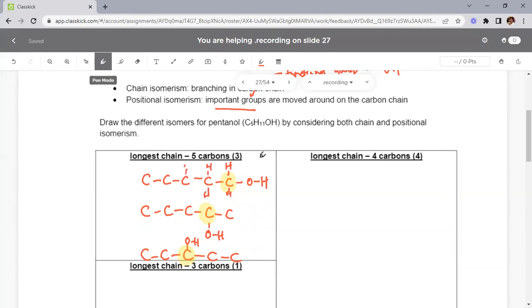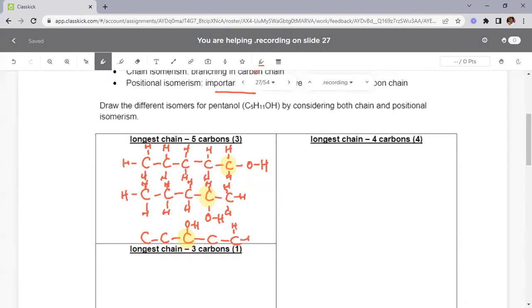So this is actually how you're going to do your isomers. Literally draw your carbon chain first. Once your carbon chain is more or less settled, then you fill it up with all the hydrogens. Okay, a bit tedious, but important, because you need to draw the full structural formula. And the last one. So what I'm showing you here is to show you how positional isomerism actually works.